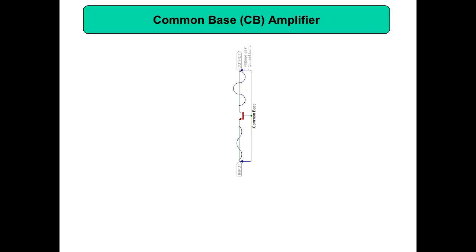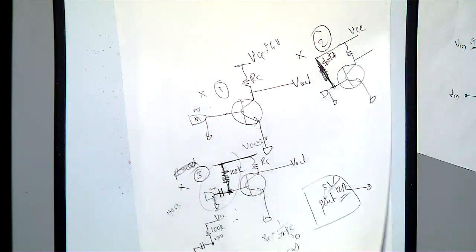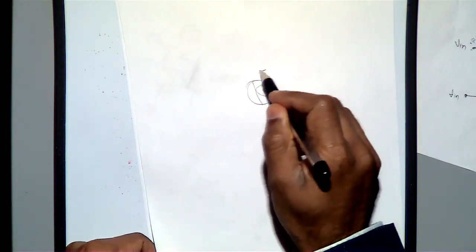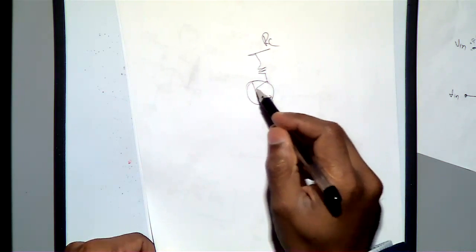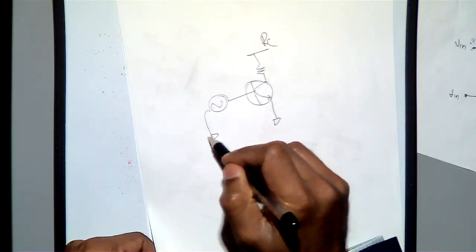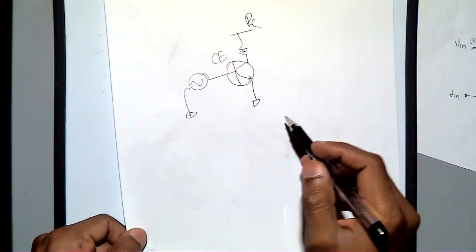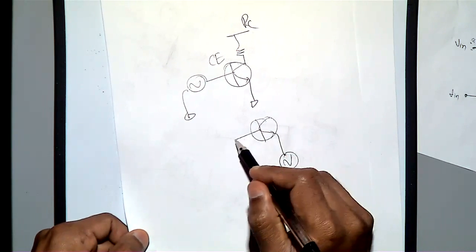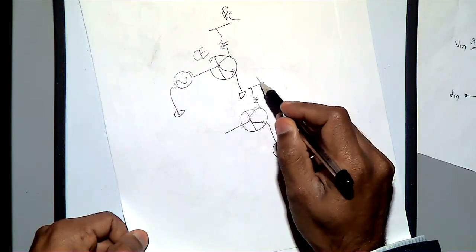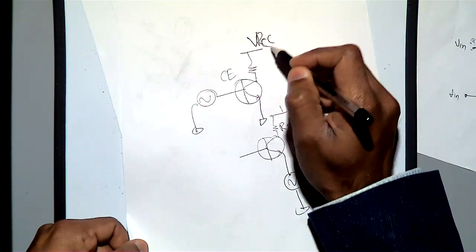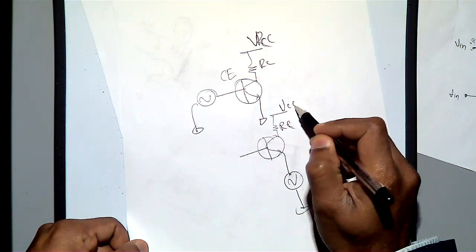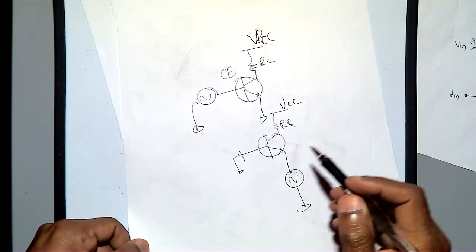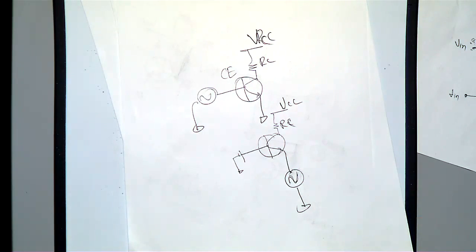Before going to the common base topology, I will ask you some questions. In the common emitter topology, this is our common emitter topology. Here RC, this is grounded. Then we connected our signal here. That is our common emitter topology, CE. In the common base, we are going to connect our signal here. This is your RC, this is your VCC. And then here we will be providing some biasing, because we need to provide some biasing. So you connect your signal here in the emitter. That is called a common base.